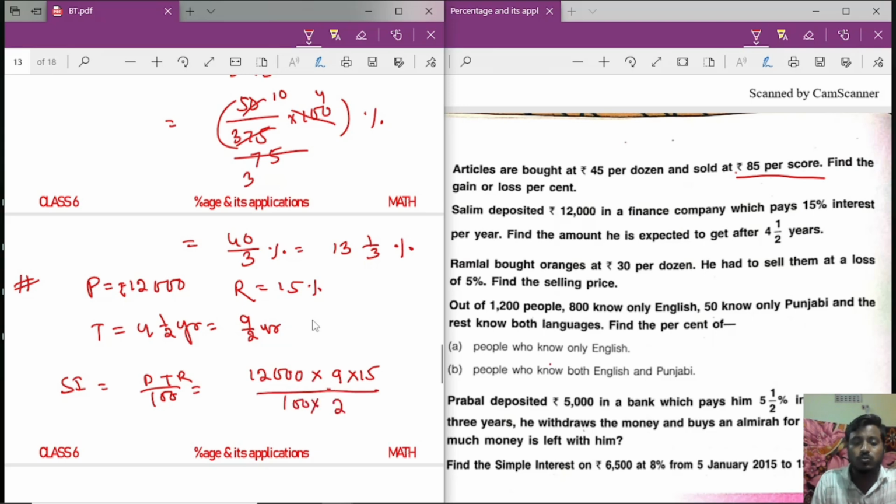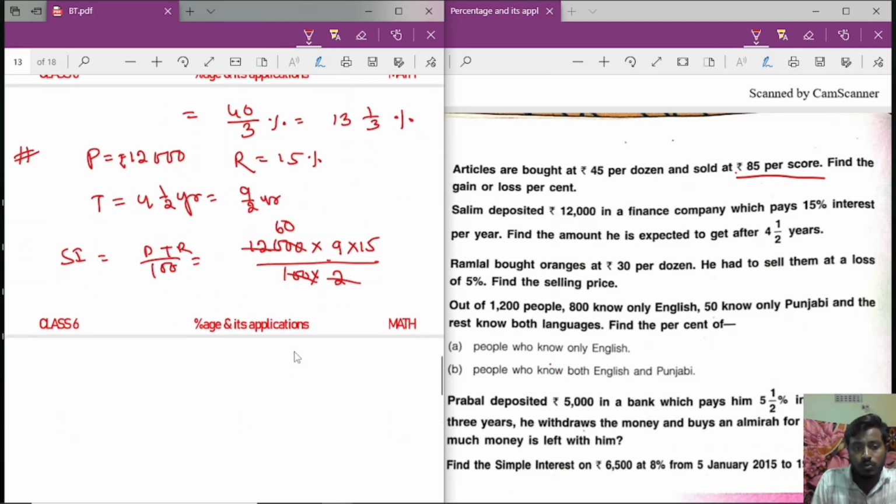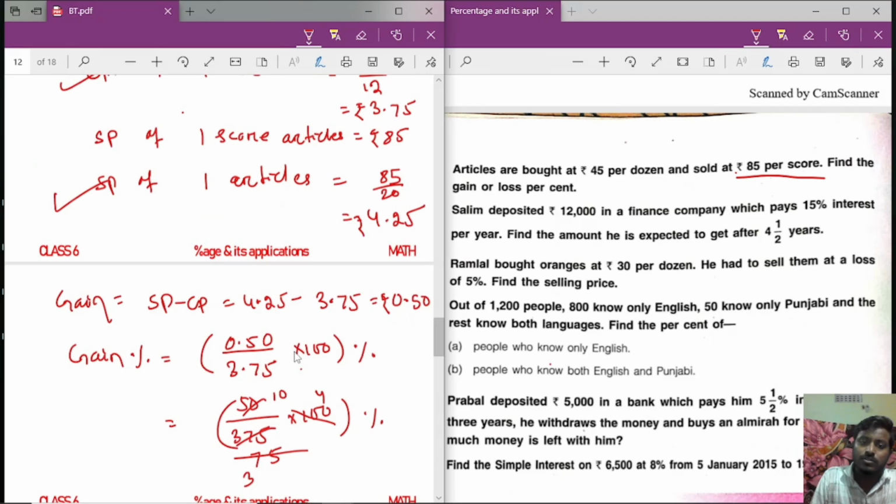So that's why I write 2. The zeros cancel. 2 60s are 120. Now multiply, equal to 9 6s are 54. 54 into 15, that is 540. 5 4s are 20, 5 5s are 25, 27. So 0.